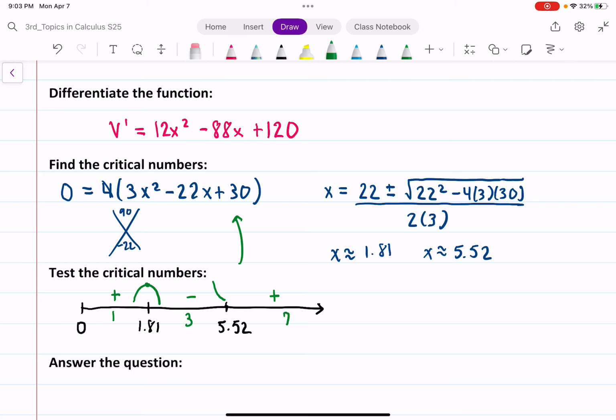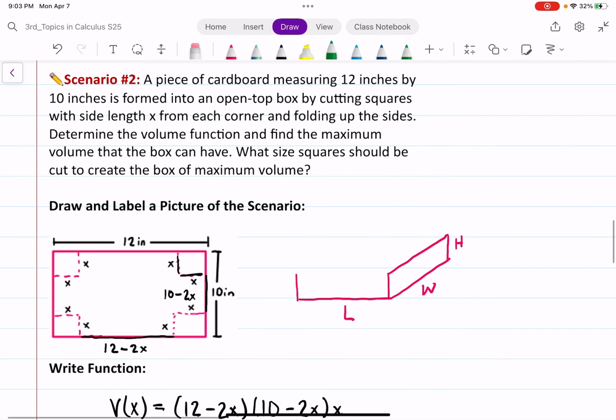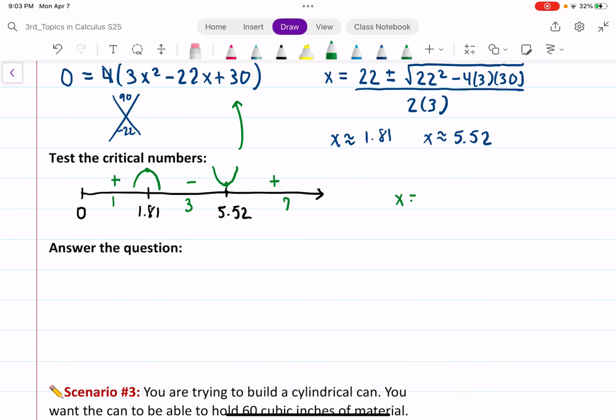My next one, though, I'm decreasing and then I'm increasing. That's a minimum. The question did not ask anything about wanting to know a minimum. It only wanted to know the maximum possible volume. So that means we're going to go with x equals 1.81. Okay, so that already answers part of our question because our squares were x by x, right? So that means that our squares that were cut out had dimensions of 1.81 inches by 1.81 inches.